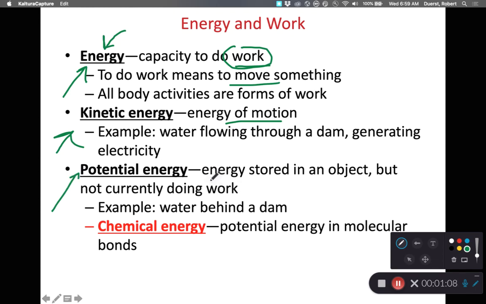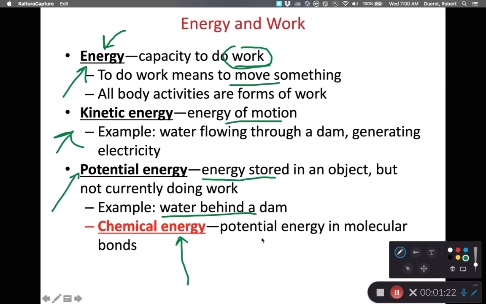We also have potential energy. Potential energy in the context of A&P is going to be stored energy. It's not currently doing work. So going back to the dam example, it's water behind the dam. But in the human body, our potential energy is typically stored in the form of chemical energy. And that chemical energy is potential energy within chemical bonds of molecules that we're storing within our bodies.